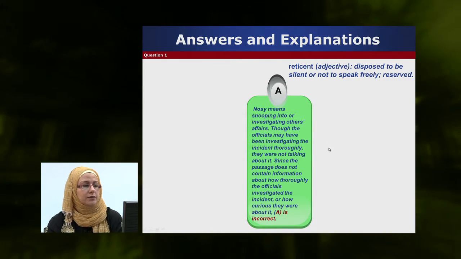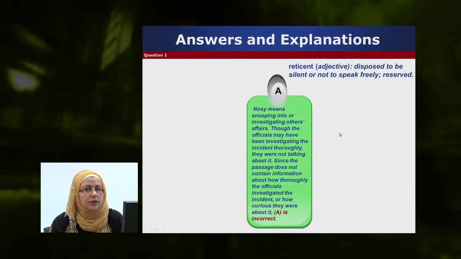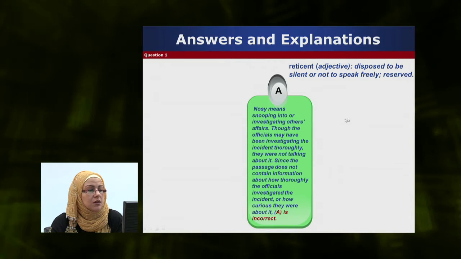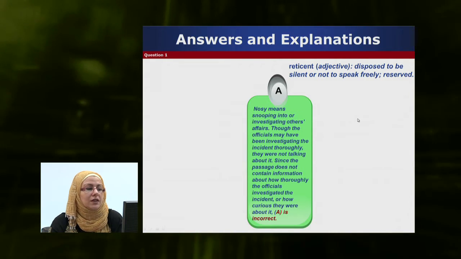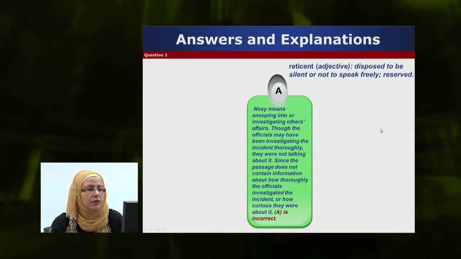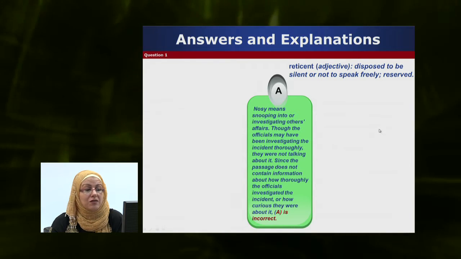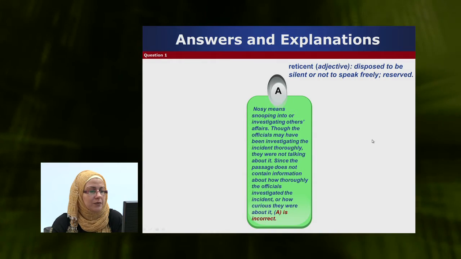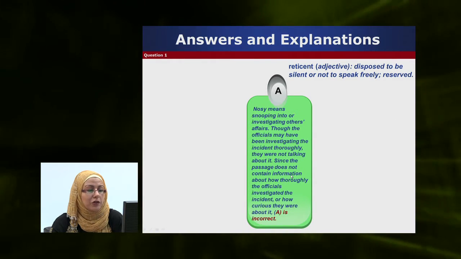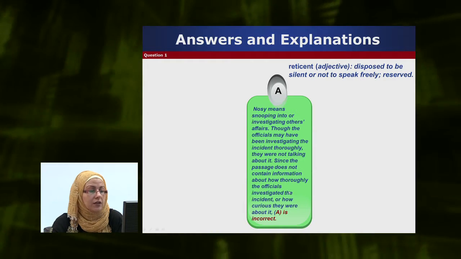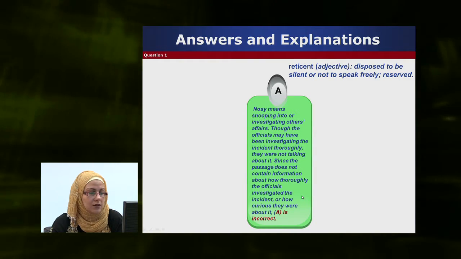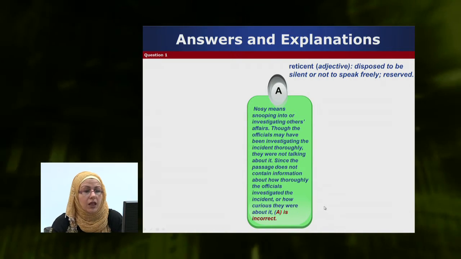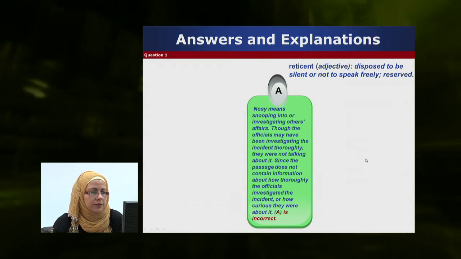Now, alternative 1 says nosy is an antonym for reticent. Nosy actually means snooping into or investigating others' affairs. Though the officials may have been investigating the incident thoroughly, they were not talking about it, since the passage does not contain information about how thoroughly the officials investigated the incident or how curious they were about it. Therefore, A is incorrect.